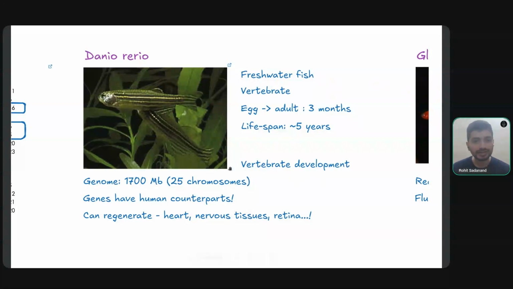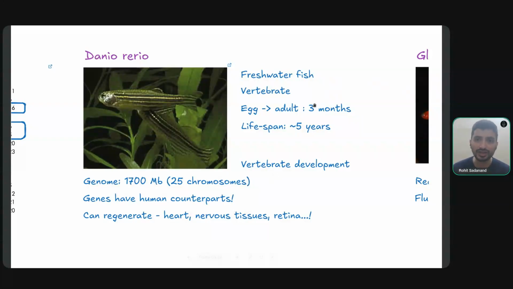And interestingly, even though it has just half the size of the genome as compared to humans, it does have most of the genes that we possess. And that further makes it a better organism to study as far as development is concerned, even with respect to how humans develop. So this is actually a freshwater fish.